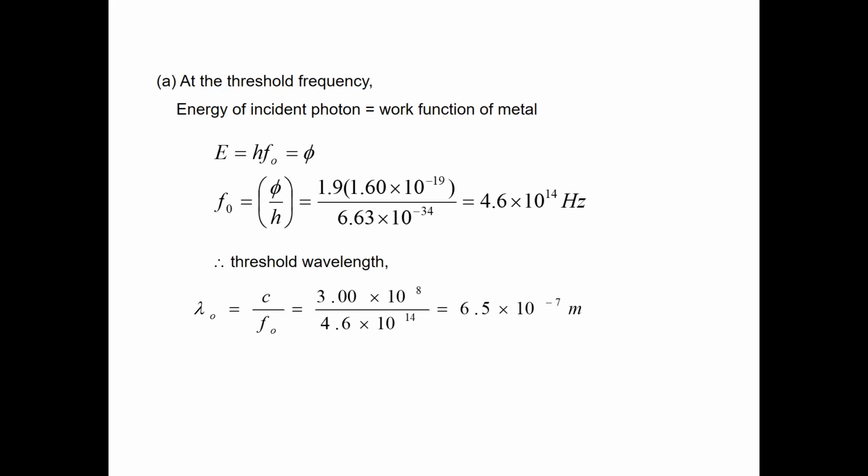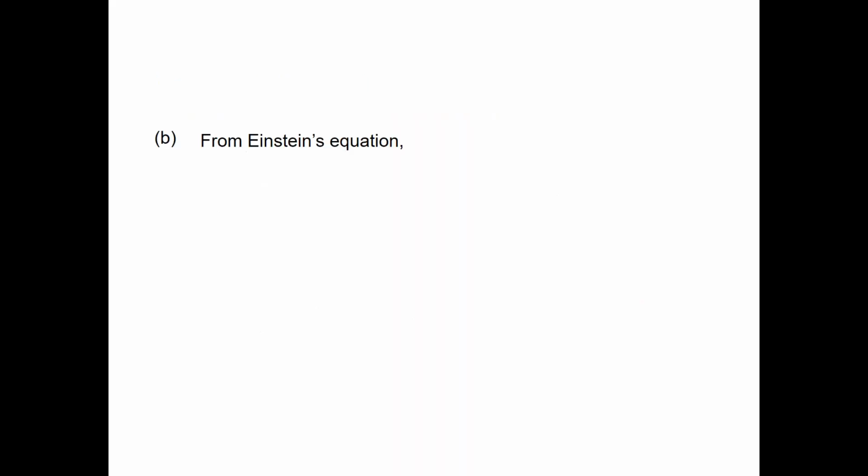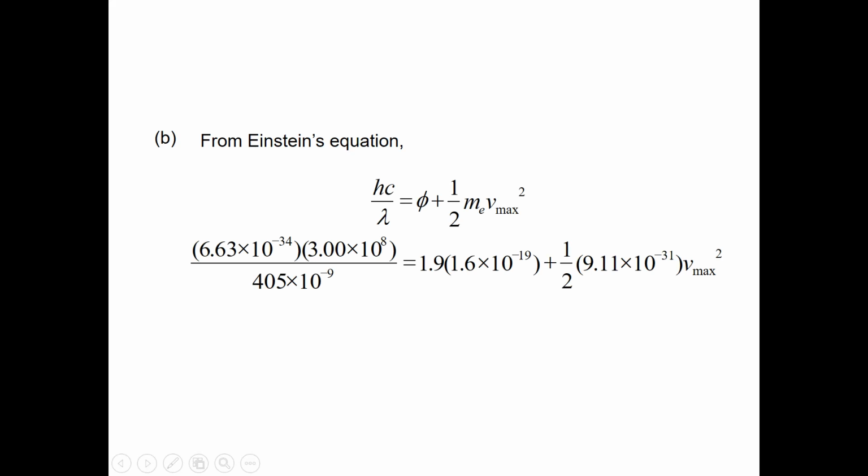Right, next. Part B. We want to find the speed at which electrons will be ejected. So actually, Einstein's equation, you don't really know yet, but essentially this is the energy of the photon. On this side is the work function of the metal. And the rest is the energy of the electron, which we take to be half mv squared.